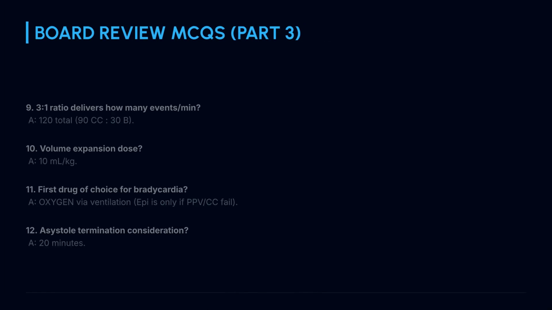More review questions. What is the IV epinephrine dose? 0.02 to 0.03 milligrams per kilogram. How long is a rhythm check pause? Less than 6 seconds. What does a sudden rise in EtCO2 mean? Likely ROSC. Liver laceration risk is highest with compressing over the xiphoid process.